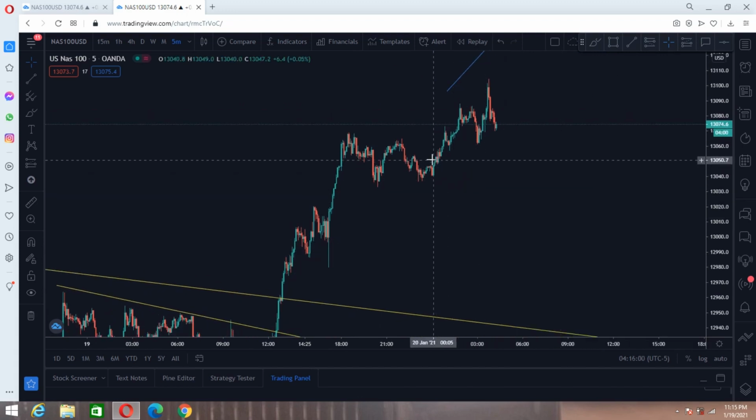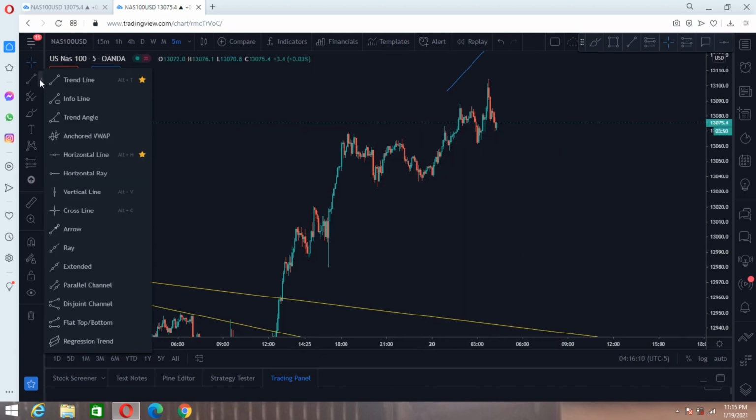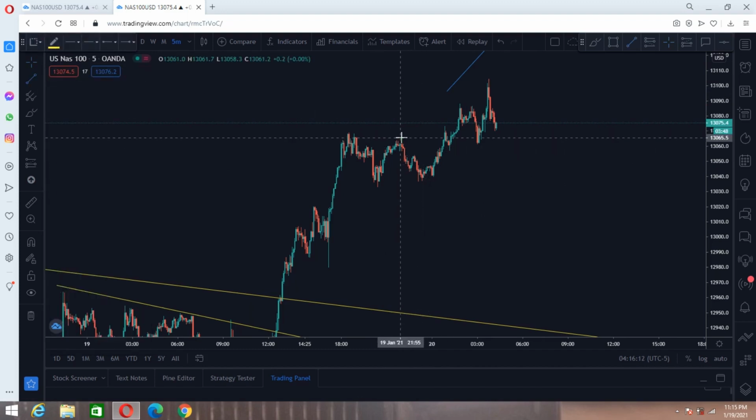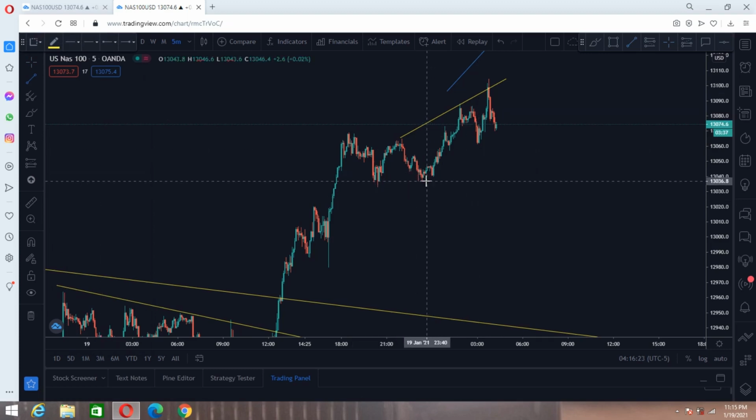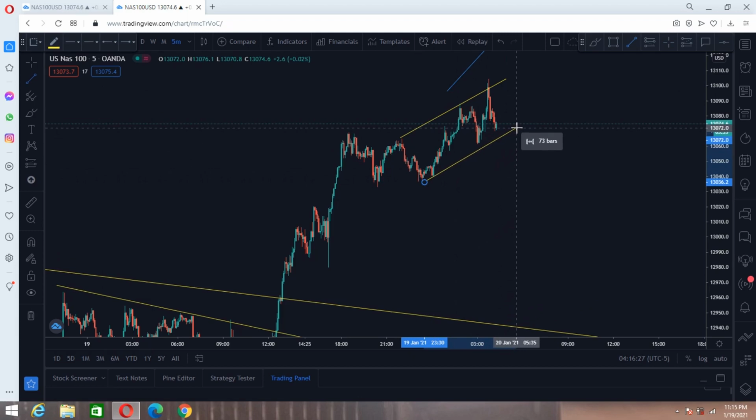As you can see, this is the 5 minute time frame. It's trying to do a reversal pattern here, as you can see. This is what it's trying to do now. So what I will do, I will wait for a continuation pattern. But for now, what I see is that it wants to do something like this.